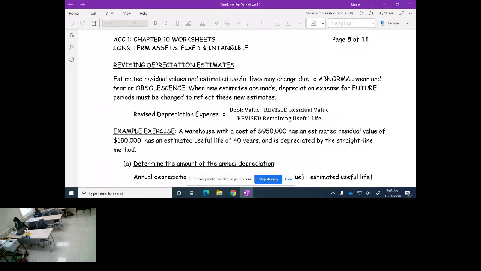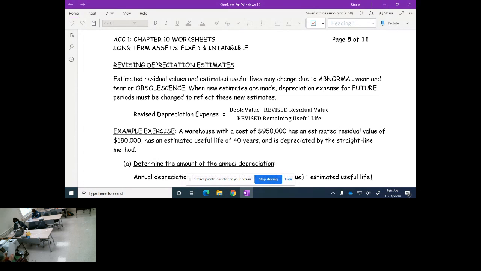Okay. So we talked about 3 different methods of depreciation on Friday and how to calculate each one of them. And so today we're going to look at what happens when estimates are revised.